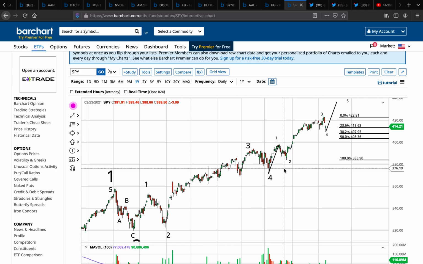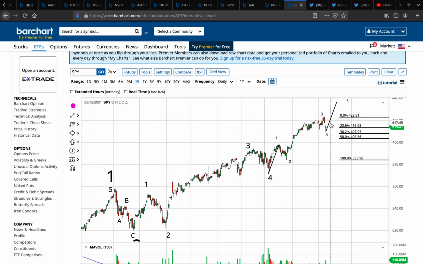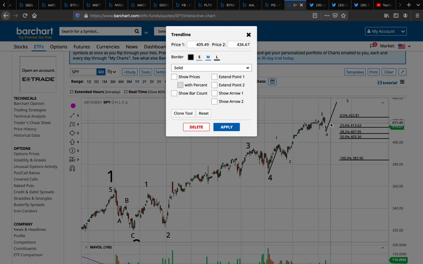Here's SPY in a vacuum. Get SPY below 403. Disprove that this is the 50% retracement. And then if it's not, we'll take the length of wave 1, place it at the wave 4 low. That's going to take SPY to 436.